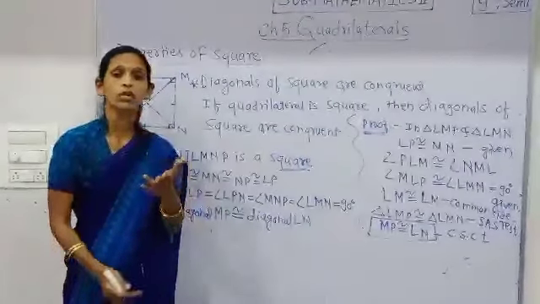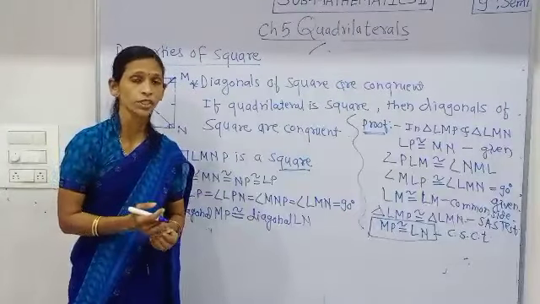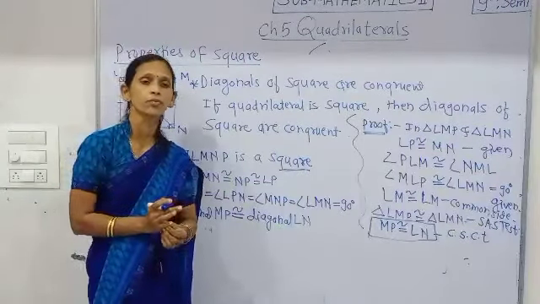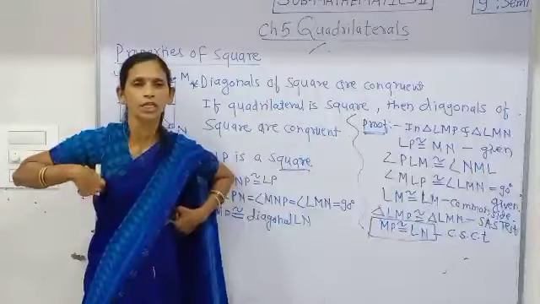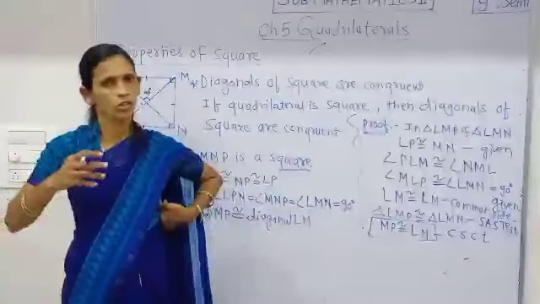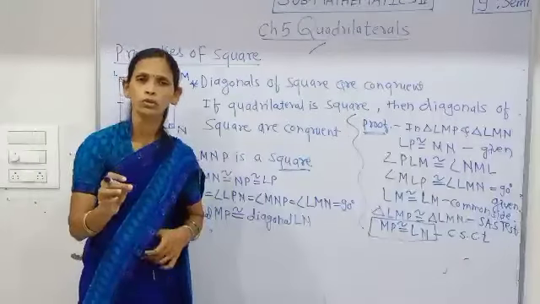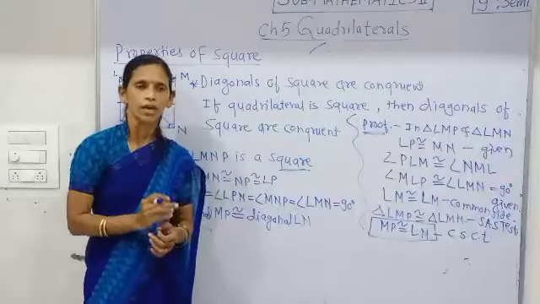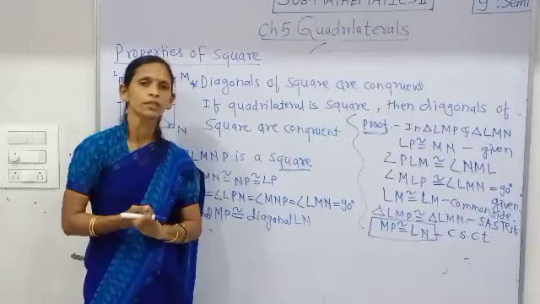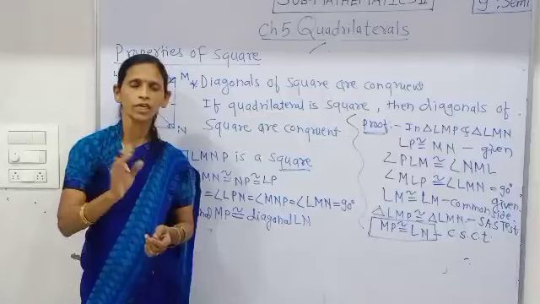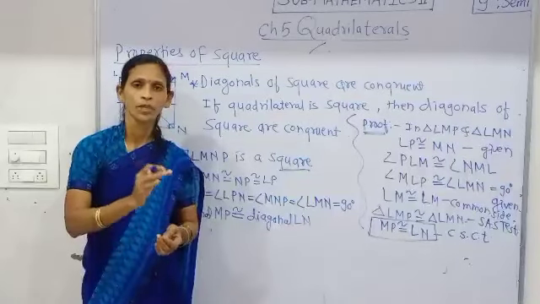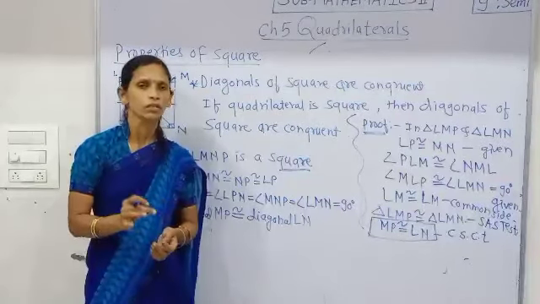Then we can solve the examples given in practice set 5.3 using those properties related to the square. You should try to solve the examples given in practice set 5.3 related to the properties of the rectangle as well as the properties of the square in your notebook.